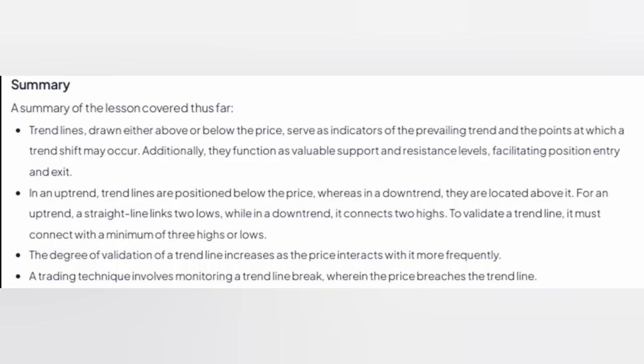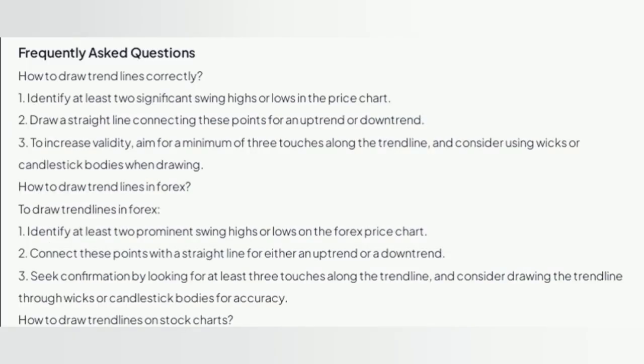To validate a trend line, it must connect with a minimum of 3 highs or lows. The degree of validation of a trend line increases as the price interacts with it more frequently. A trading technique involves monitoring a trend line break, wherein the price breaches the trend line. Frequently asked questions. How to draw trend lines correctly.